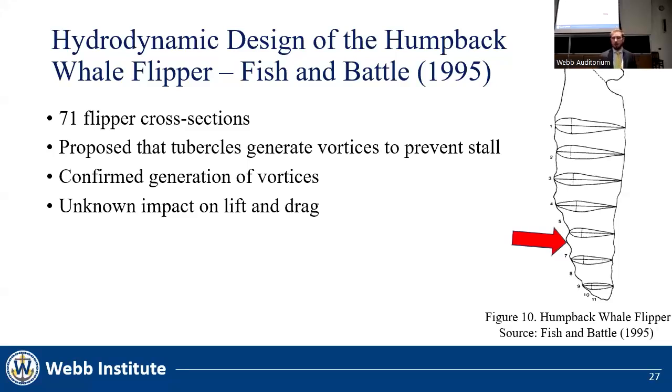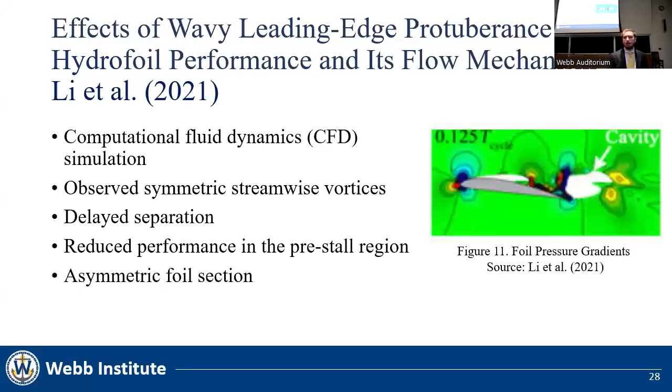Humpback whales rely on maneuverability to hunt, and their high aspect ratio flippers help them to achieve this. This comes at the cost of potentially stalling at lower angles of attack, leading to the need for tubercles. Fish and Battle were able to confirm that the tubercles generate vortices, but did not determine their effects on lift or drag. In this paper, Lee et al.